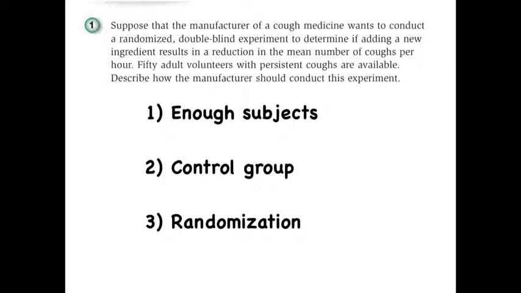So to sum up, to make this a well-designed experiment, there have to be: 1, enough subjects; 2, there has to be a control group; and 3, the placement of people into groups needs to be random.